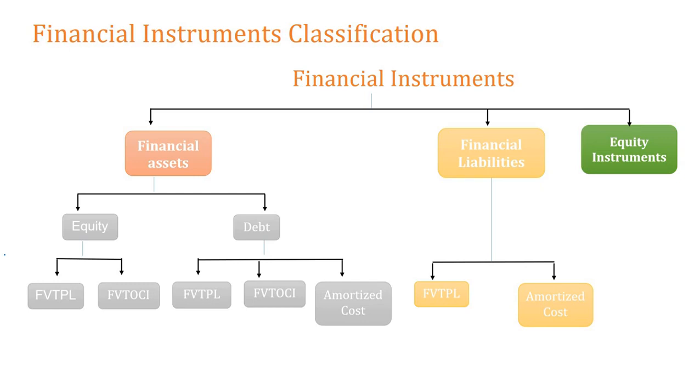Financial instruments are basically divided into three parts: financial assets, financial liabilities, and equity instruments. Financial assets are subdivided into two parts, equity and debt. Equity investments are two types, fair value through P&L and fair value through OCI. Debt instruments are three types: fair value through P&L, fair value through OCI, and amortized cost. Financial liabilities are fair value through P&L and amortized cost. So that is the classification.